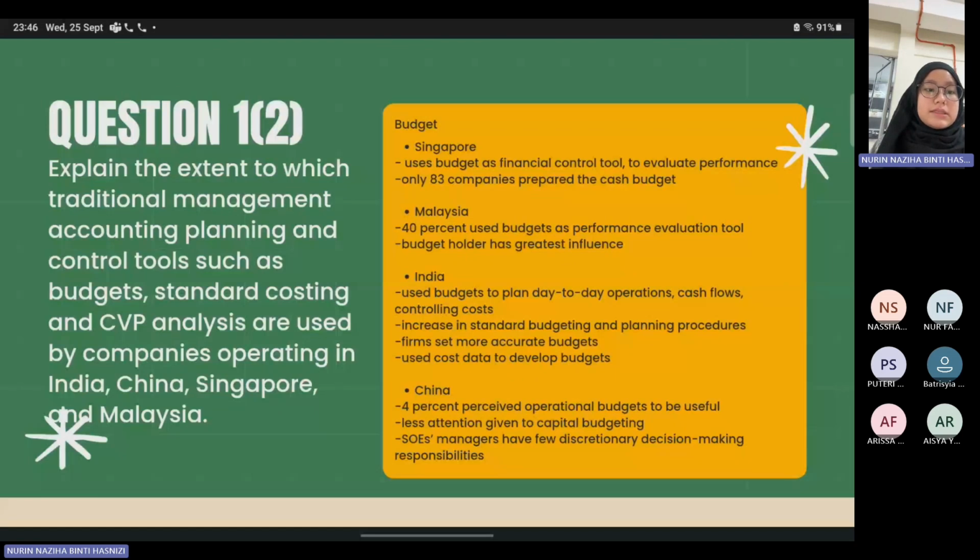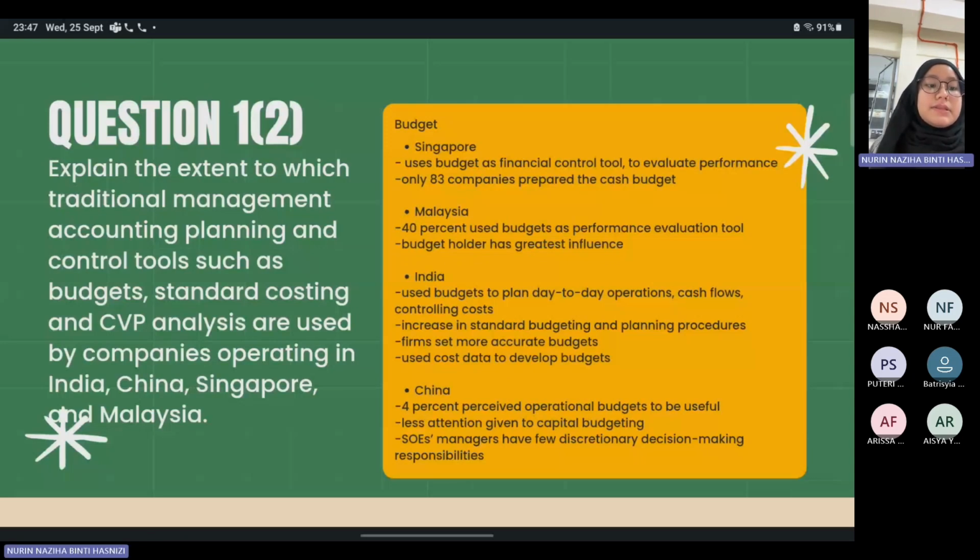With regard to final budget authorization of a particular department or budget holder, for the Sulaiman survey, 97% of the respondents reported that senior management has the greatest influence and supervisors the least, at 29%. Furthermore, in India, by surveying 60 large and medium-sized firms, all 100% of respondents indicated that they use budgets for planning day-to-day operations and cash flows. A lower percentage, 93%, said that they use budgets for controlling costs, and 91% reported that they use budgets for planning and financial positioning.